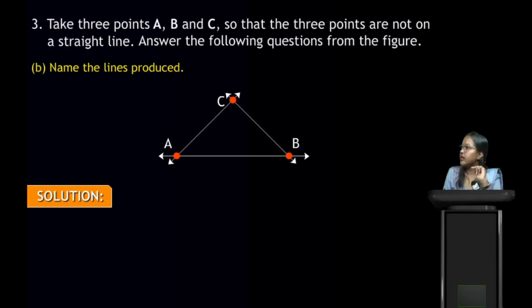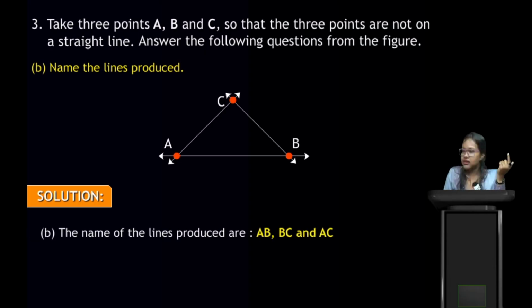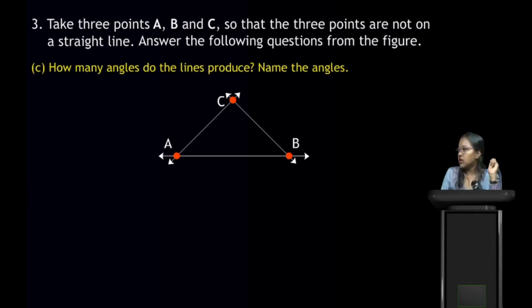Okay, now next question is, name the lines produced. So can you tell the name of these lines? Very easy, right? We can see easily AB line, BC line and AC line. And I think all of you remember how to represent the lines or line segments with bar sign upon AB or BC or AC. Okay.